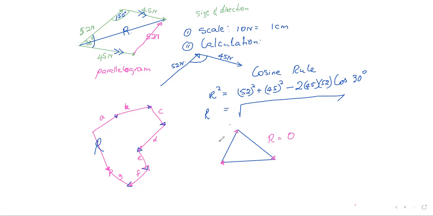If I had here 3 Newton, and I had here 7 Newton, and I have 8 Newton, R will be 0 Newton. And by Newton's first law, we will say that the forces are balanced. That's why you have 0 Newton.